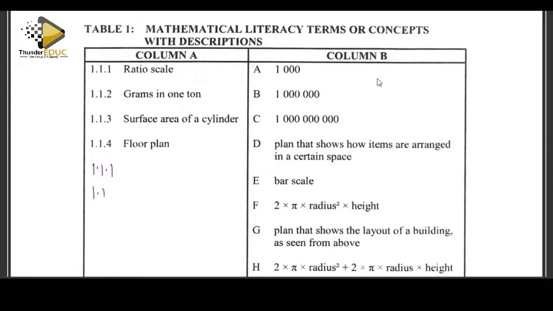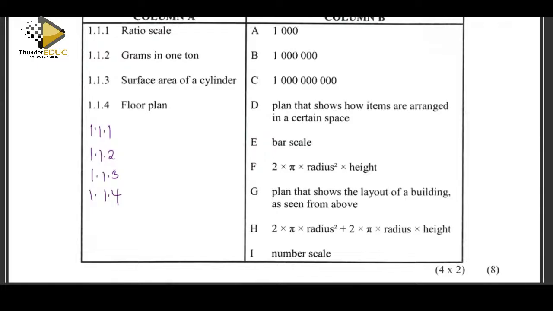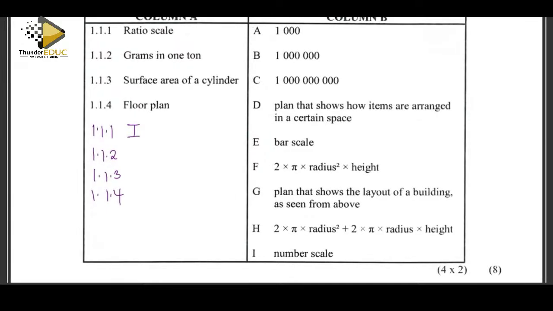1.1.1, 1.1.2, 1.1.3, and 1.1.4. A ratio scale. You come to this other side and you look at these answers here. What could it be? A ratio scale. Now, a ratio scale is the same as a number scale. So here we have the answer as I.